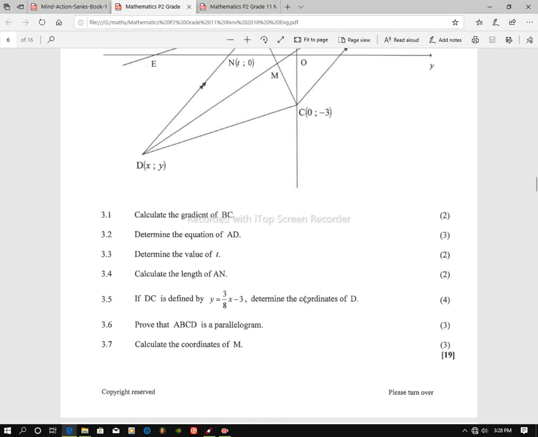Let's see. So far, before we proceed, you see from the first question, 3.1, it was 2 plus 3 is 5, plus 2 is 7, and plus 2 is 9. So so far you have 9 marks.